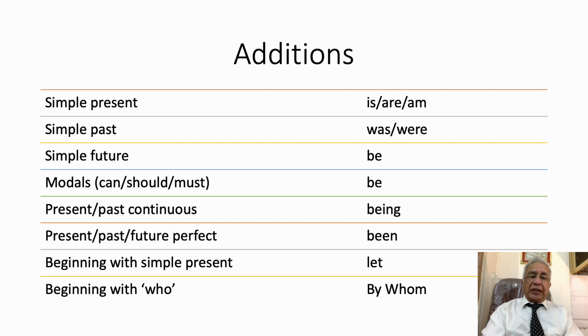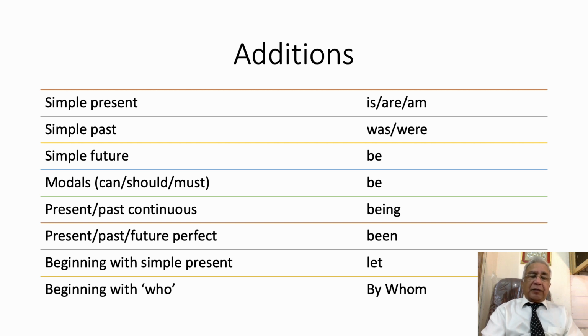Same should be done with the case of modals. For example, can, should, must, etc. should be given be after that. And if the sentence is beginning with a let, that should also be followed by addition of be into it. Then if the sentence is that of the present progressive or past progressive, that is continuous tenses, being should be added while making a passive voice. Same is the case with the present, past, future perfect tenses. Being should be added there in the case we have these sentences.